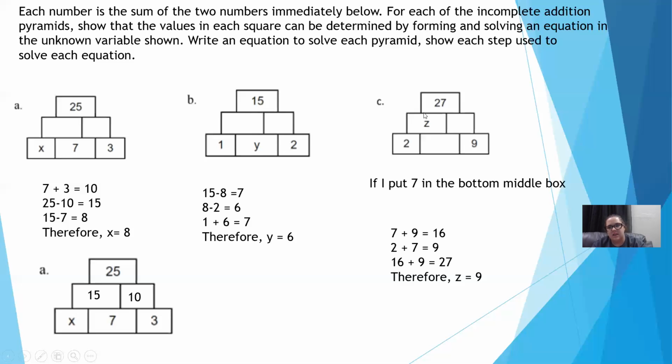So then for C, there is 27, Z, 2, and 9. That's what was given. So I put 7 in the bottom middle box and then tried it from there. So your 7 plus 9 equals 16. So I got 16 there. 7 plus 2 equals 9. And 9 plus 16 equals 27. So therefore, Z was 9 right here.